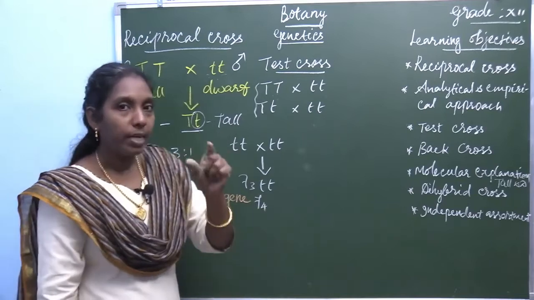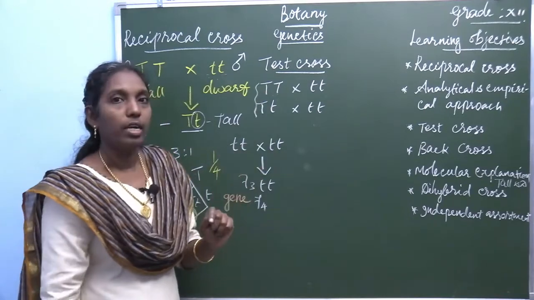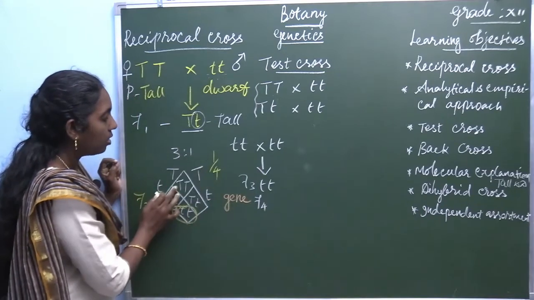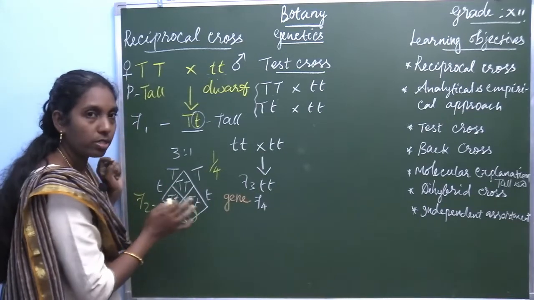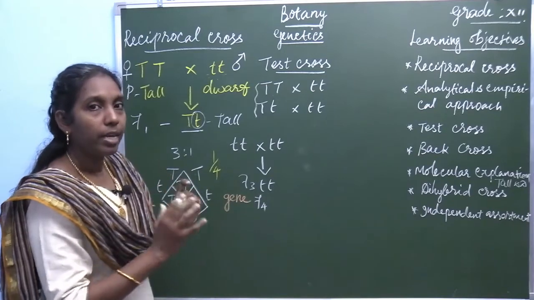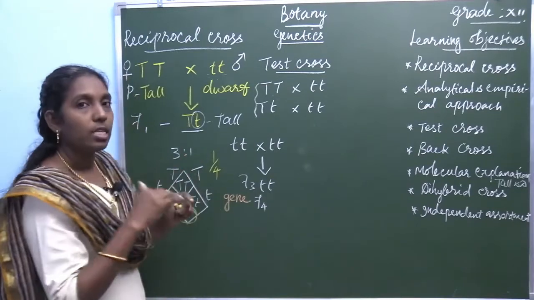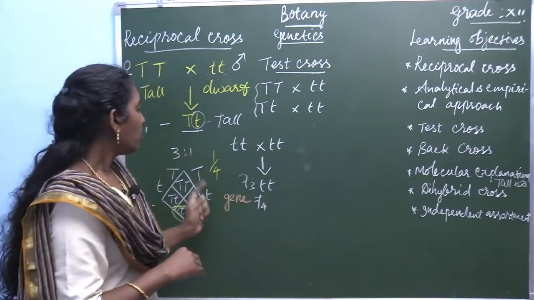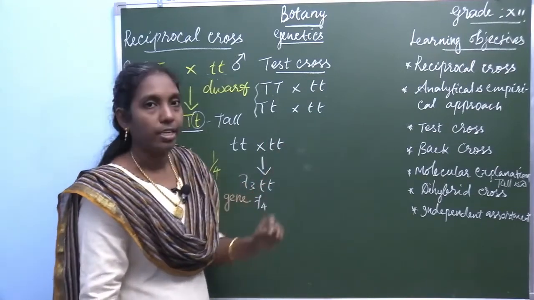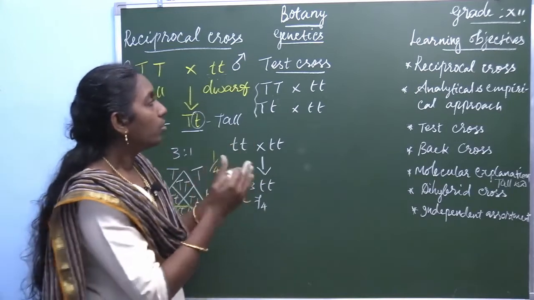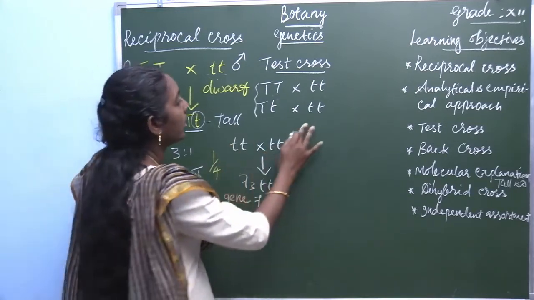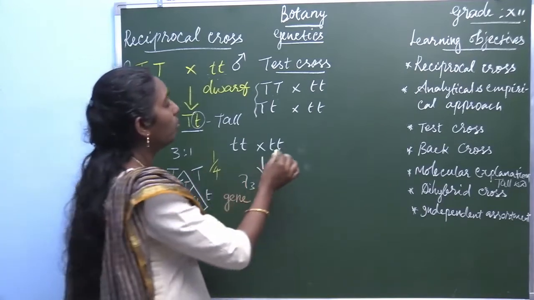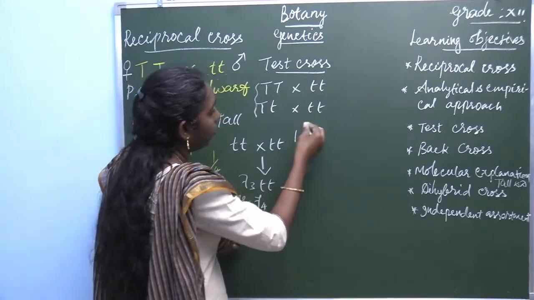But how to predict homozygous tall and heterozygous tall? Among the 3:1 ratio, this is homozygous tall, these two are heterozygous tall. So, how to predict whether the genotype is homozygous or heterozygous? So, he crossed the unknown genotype with the recessive, and he got a 1:1 ratio.